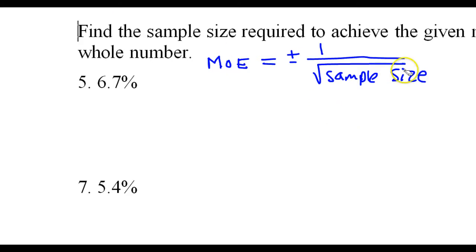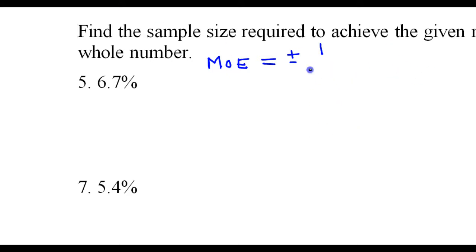Alright, now we usually use the letter N to represent sample size because the word sample size takes up a lot of space. Alright, N is the sample size. So we're trying to find out what N is. Okay, so if they give us the margin of error is plus or minus 6.7%, then let's start with that.